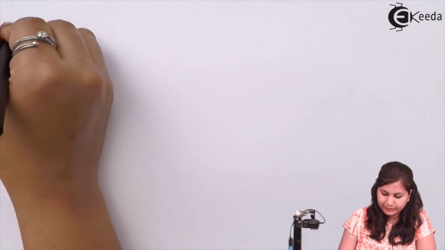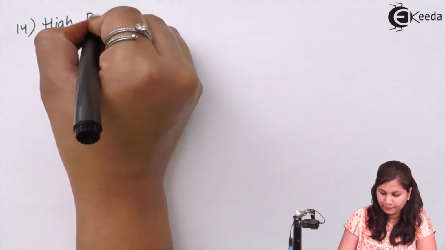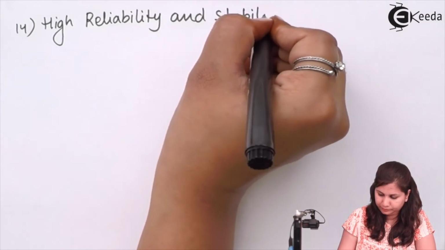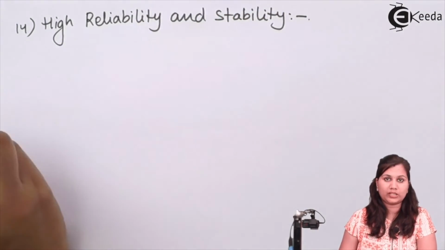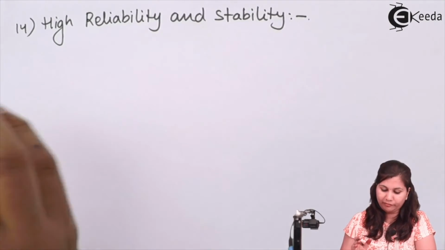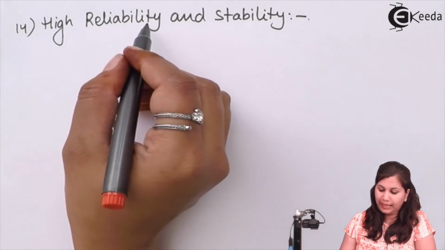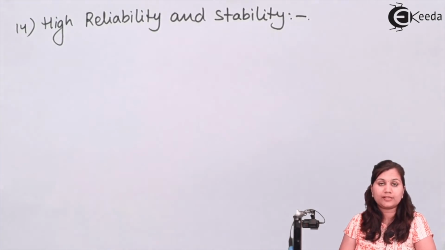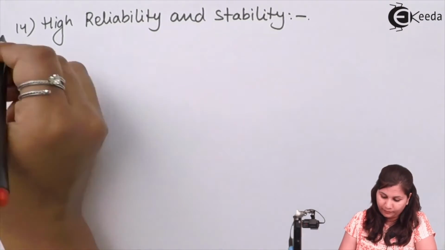Another requirement is high reliability and stability. When the transducer is used in a measurement system, it should give minimum error in the measurement. So it should be reliable and stable in all environmental conditions. In all the conditions wherever it is used, it should give a stable response.